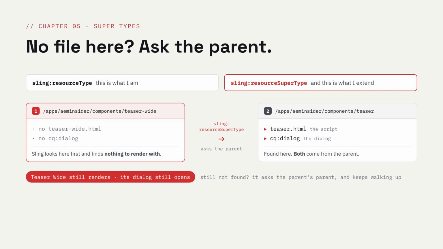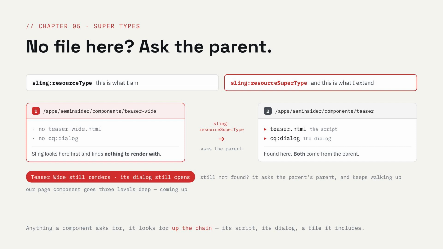In a minute, I am going to build a second teaser, teaser wide, and point it at the teaser we built in episode 5. It will have no script of its own and no dialog of its own. It will still render and its dialog will still open. All from this one property. And it is not only our code. Our page component does the same thing 3 levels deep. We will come back to it once we have the last piece.